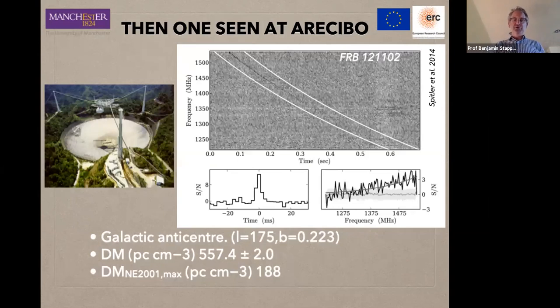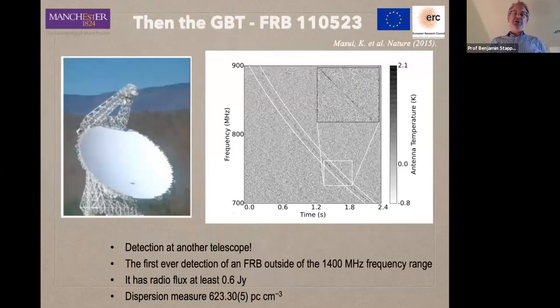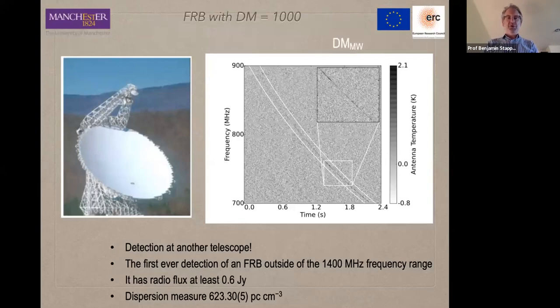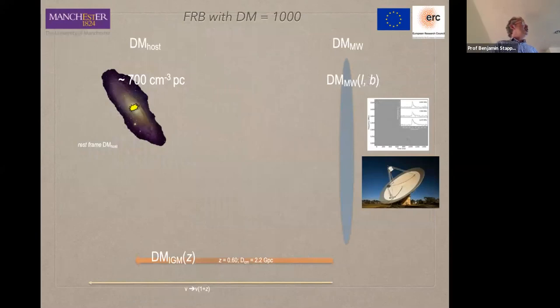However, that too was resolved when the Green Bank telescope, shown on the left-hand side here, also located in the United States, detected a fast radio burst, but now at a frequency of 800 megahertz. You can see here that it had a radio flux of around 0.6 Janskys, and the dispersion measure was 623.